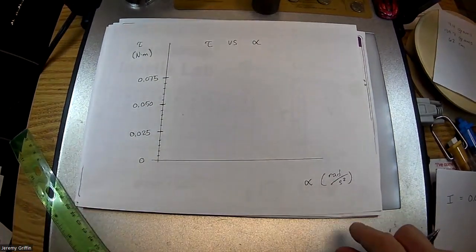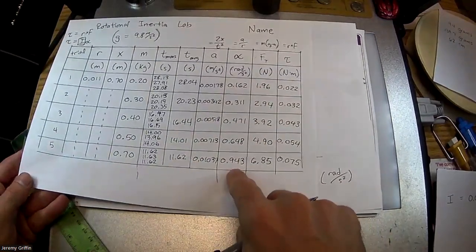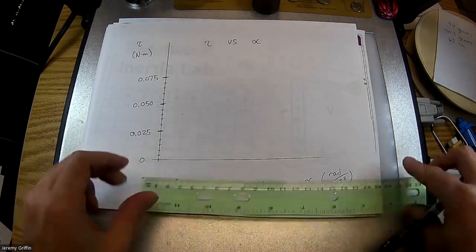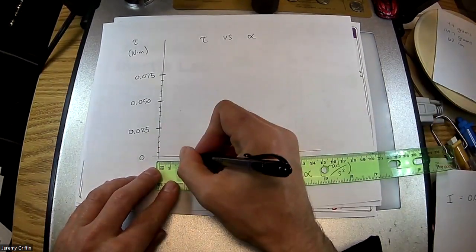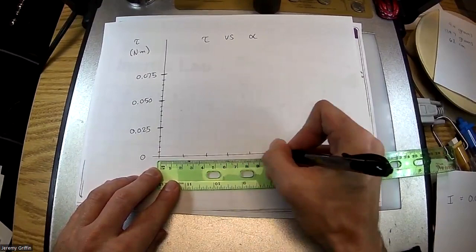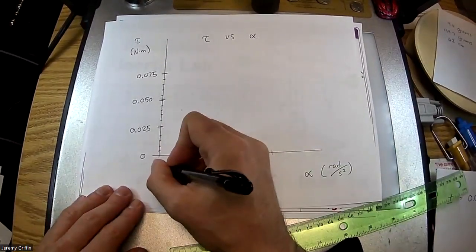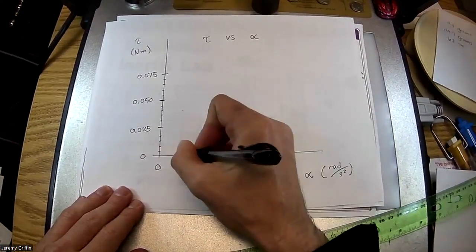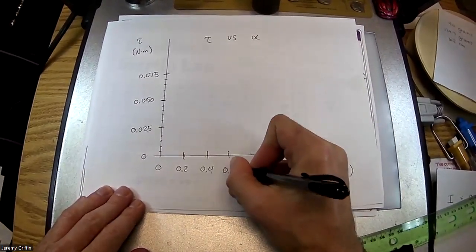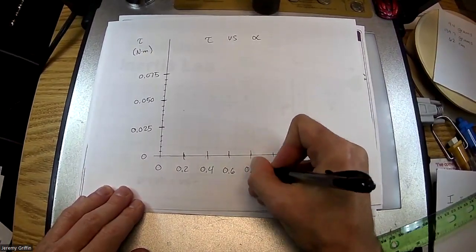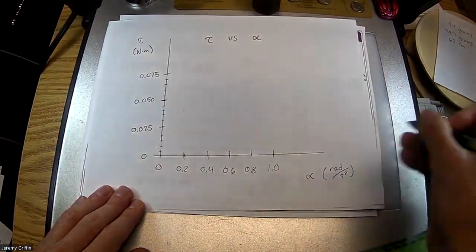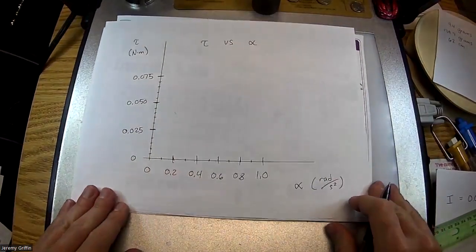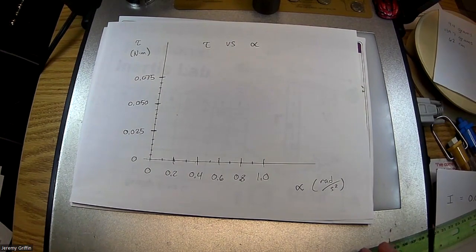How about alpha, angular acceleration? Well, the largest value is just a little bit less than 1 radian per second squared. So how about 2, 4, 6, 8, 10? How about that? So 0, 0.2, 0.4, 0.6, 0.8, and 1.0 radian per second squared. I like that.